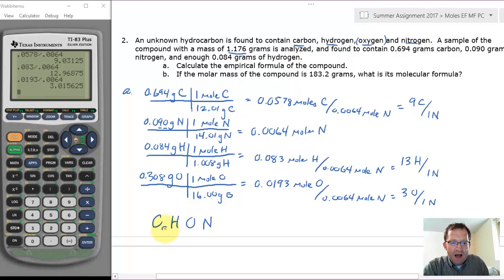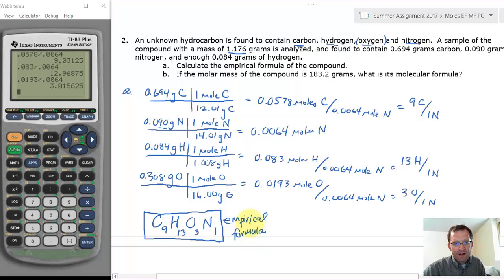So according to this, 9 carbons for every 1 nitrogen, 13 hydrogens for every 1 nitrogen, and 3 oxygens for every 1 nitrogen. Okay, there's our formula. That's our empirical formula. And again, like in the last one, we were being asked to do one more calculation, but as far as question A is concerned on our instructions here, we've done what we're being asked to do. That's the empirical formula, a 9 to 13 to 3 to 1 ratio for our compound in this problem.